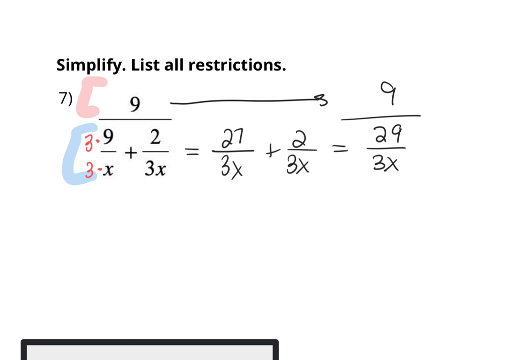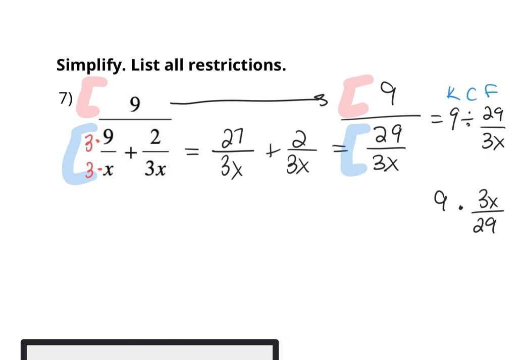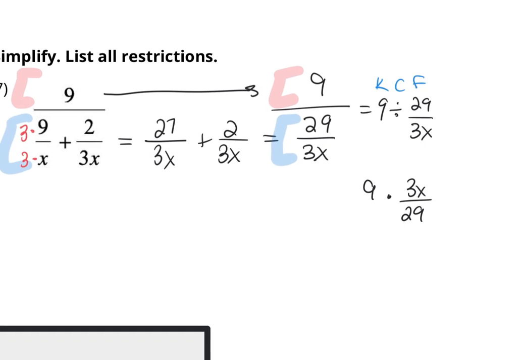But now we're ready to write our division problem. Numerator divided by our denominator. So we have 9 divided by 29 over 3x. Keep, change, flip. 9 times 3x over 29. Remember, there's just a 1 there, so 27x over 29. 27 over 29. We can't reduce that guy any.